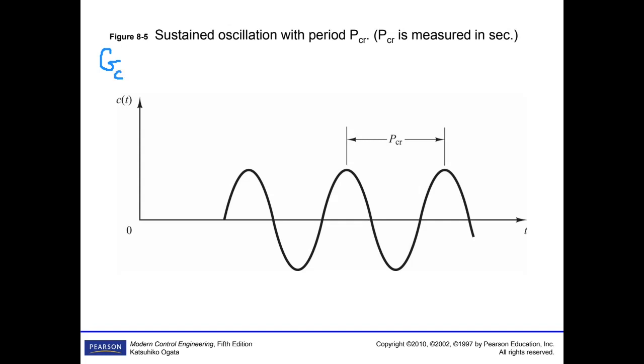GC(s) is equal to Kp (1 plus, you remember that one, PID) 1 over Ti s plus, I'm sorry, Td s.